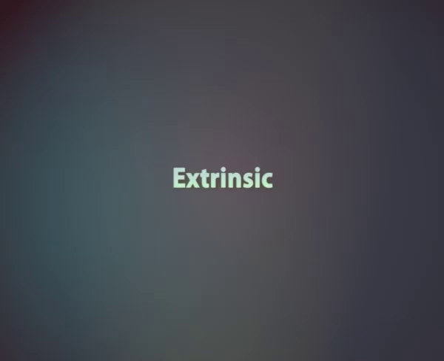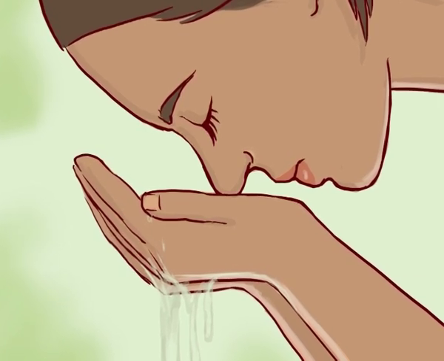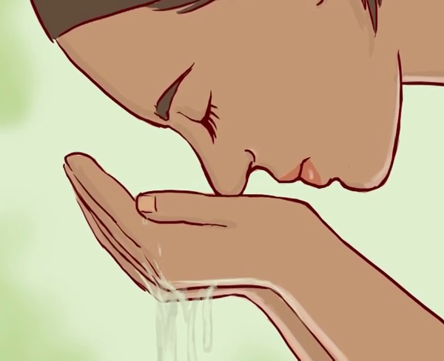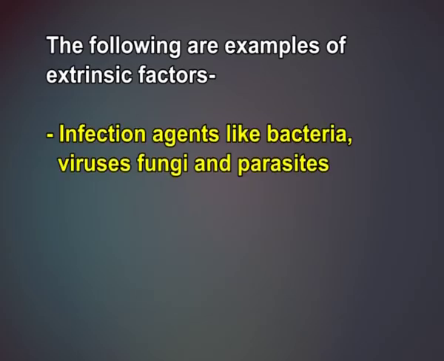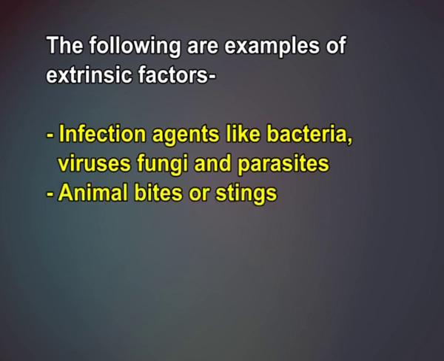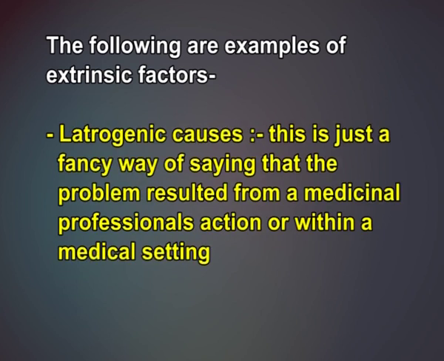B. Extrinsic. The second category of disease etiology is extrinsic etiology. This means the cause of the disease or pathological change comes from outside of the body. The following are examples of extrinsic factors. First, infectious agents like bacteria, viruses, fungi and parasites. Second, animal bites or stings. Third, chemicals, electricity and radiation. Fourth, iatrogenic causes.